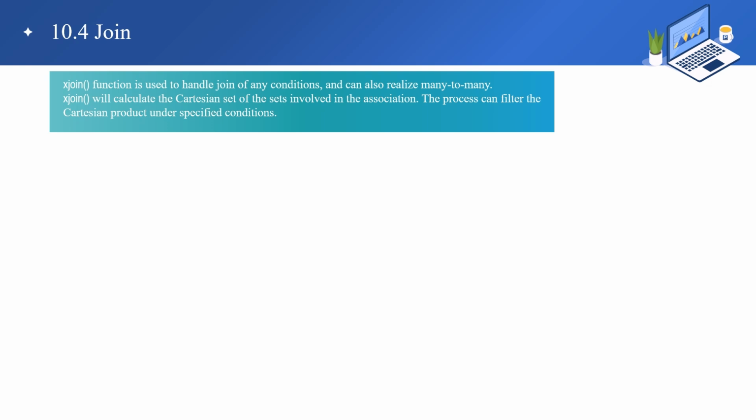XJoin will calculate the Cartesian set of the sets involved in the association. Note that we say set instead of table sequence, because it is too difficult to find reasonable business examples for structured data. The process can filter the Cartesian product under specified conditions. For the concept of Cartesian set, unfamiliar readers can search on the internet. Let's give a simple example to understand it.